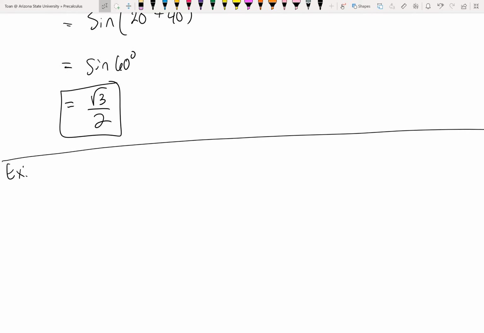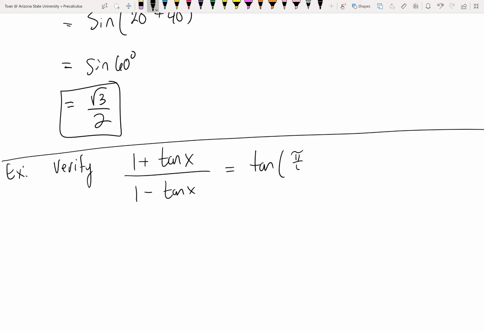And one context where we do that is with proving, with verifying. So this would be a stereotypical problem you'll see. It's just like 7.1, except you have more toys to play with. So suppose I ask you to verify that 1 plus tangent of x over 1 minus tangent of x equals tangent of pi fourths plus x. This is the same thing we did in 7.1. My same hints apply. Start with the more complicated side.